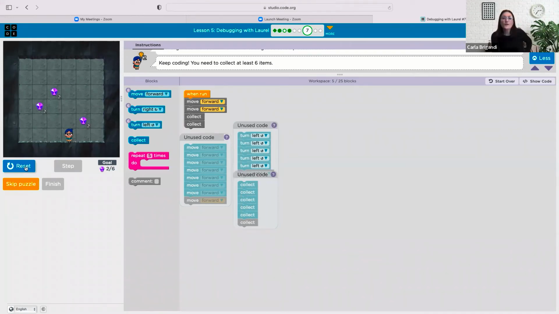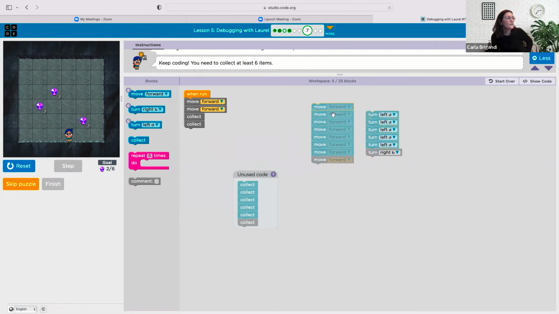Where do I want her to go next? Let's make a plan. I want her to go left. I want her to turn left again. I want her to collect 2 jewels. I've got all this code in the workspace. Let's see if we should move it.